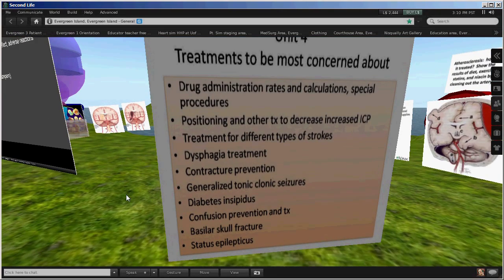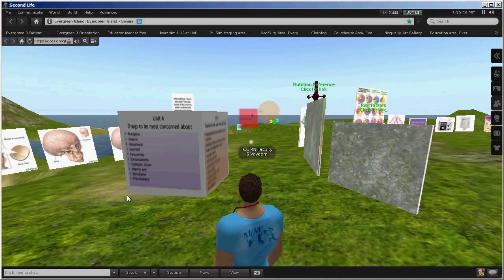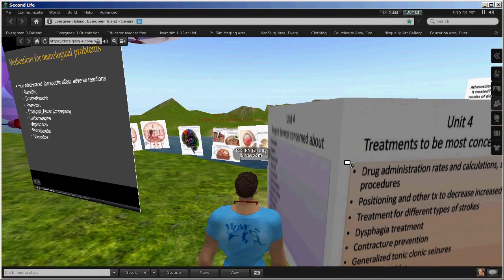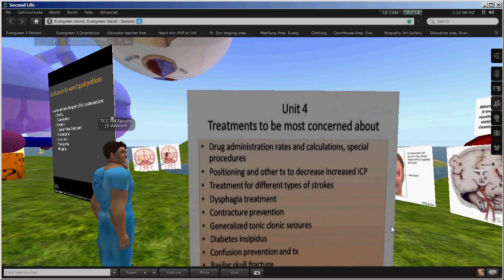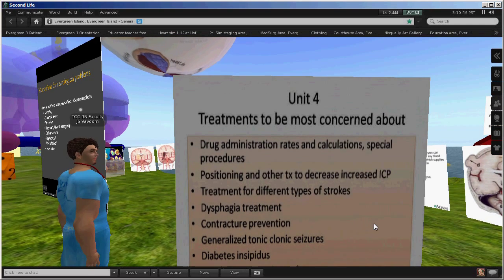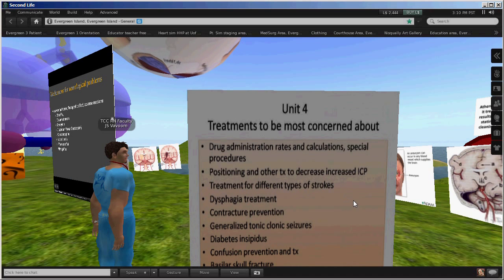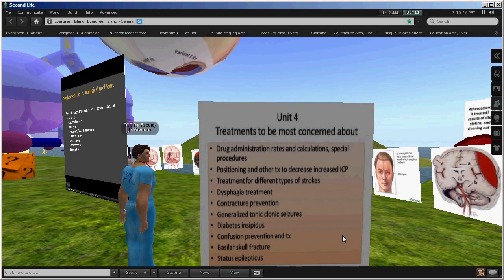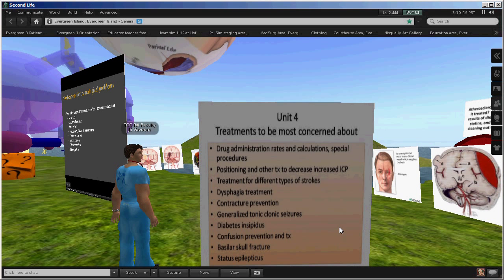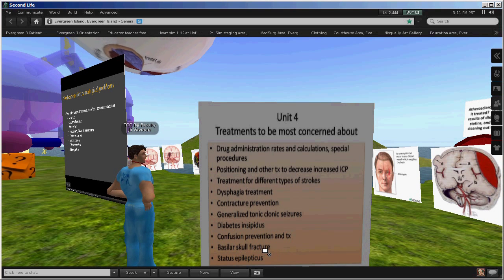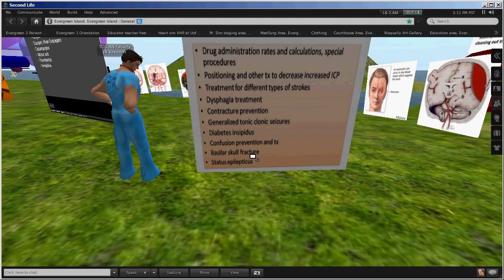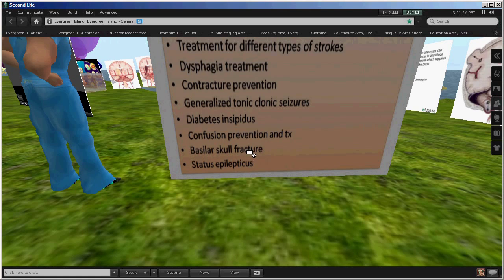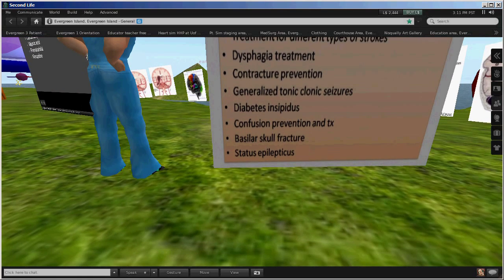The treatments to be most concerned about for this particular exam: drug administration rates and calculations, special procedures, positioning and other treatments to decrease intracranial pressure. As I said already, treatments for different types of strokes, dysphagia treatment, contracture prevention, treatments for generalized tonic-clonic seizures, diabetes insipidus, prevention of confusion, how you would do that and how you would treat somebody with confusion, and then basilar skull fractures and status epilepticus.